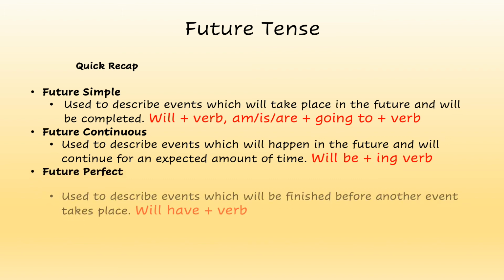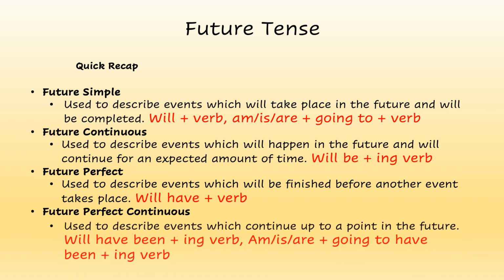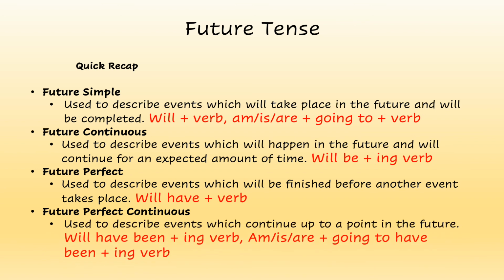Future perfect is used to describe events which will be finished before another event takes place, and the structure is will have and the verb. And future perfect continuous is used to describe events which continue up to a point in the future, and the structure will have been plus the ing verb, or am, is, are plus going to have been and the ing verb.